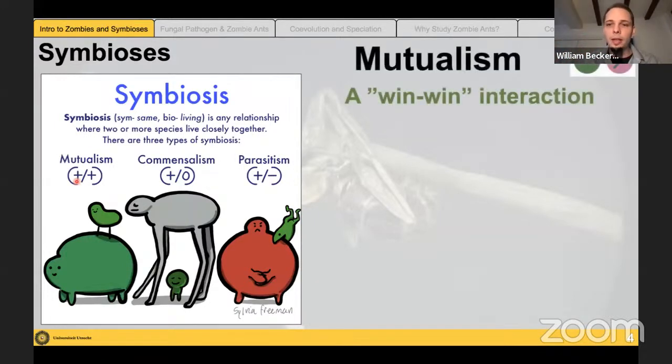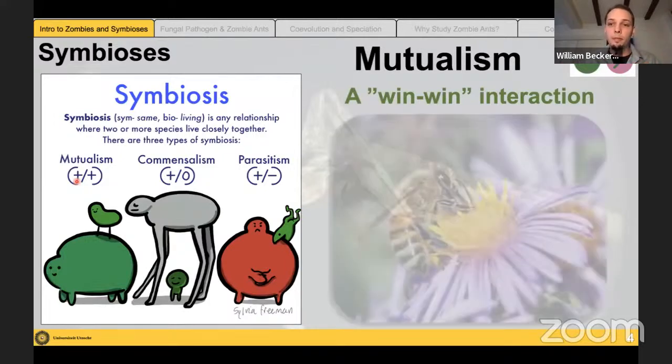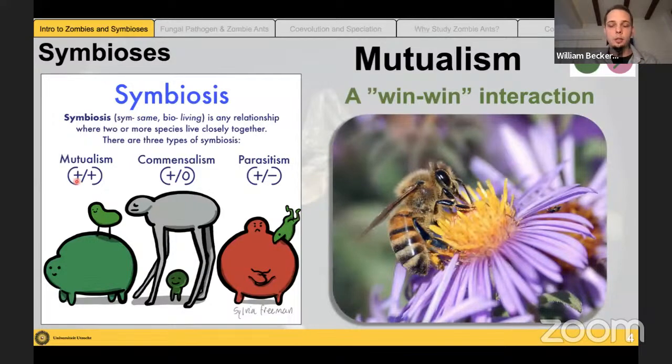But there's basically three flavors. So the first is called mutualism. Now, this is a win-win interaction. So when things are mutualistic, both individuals interacting with each other benefit from that relationship. And pollinators are a fantastic example of mutualism.